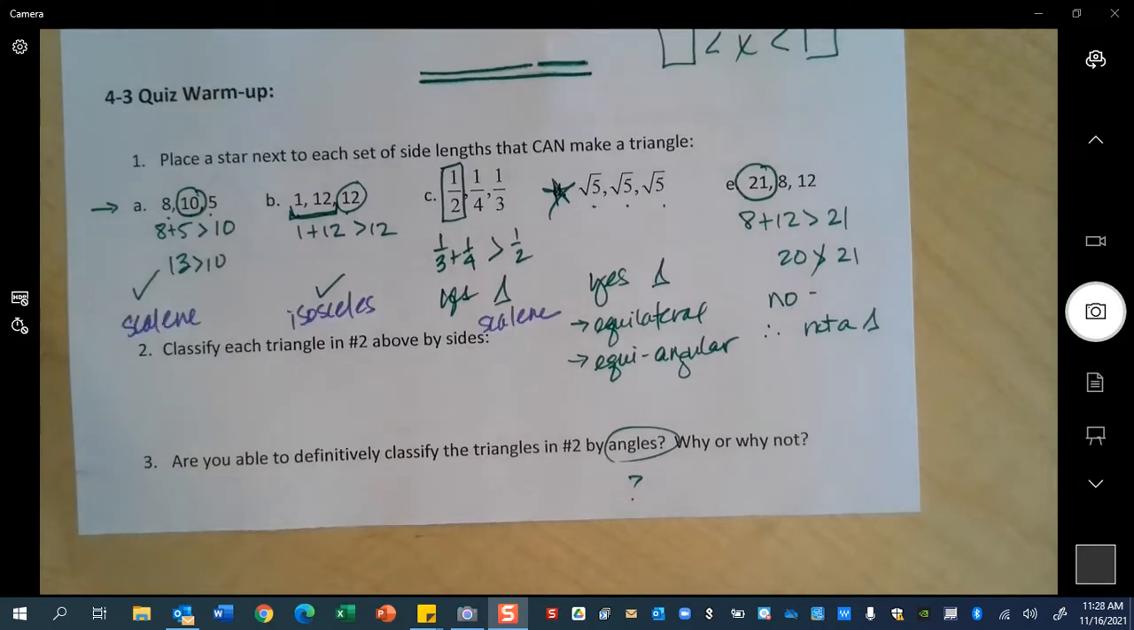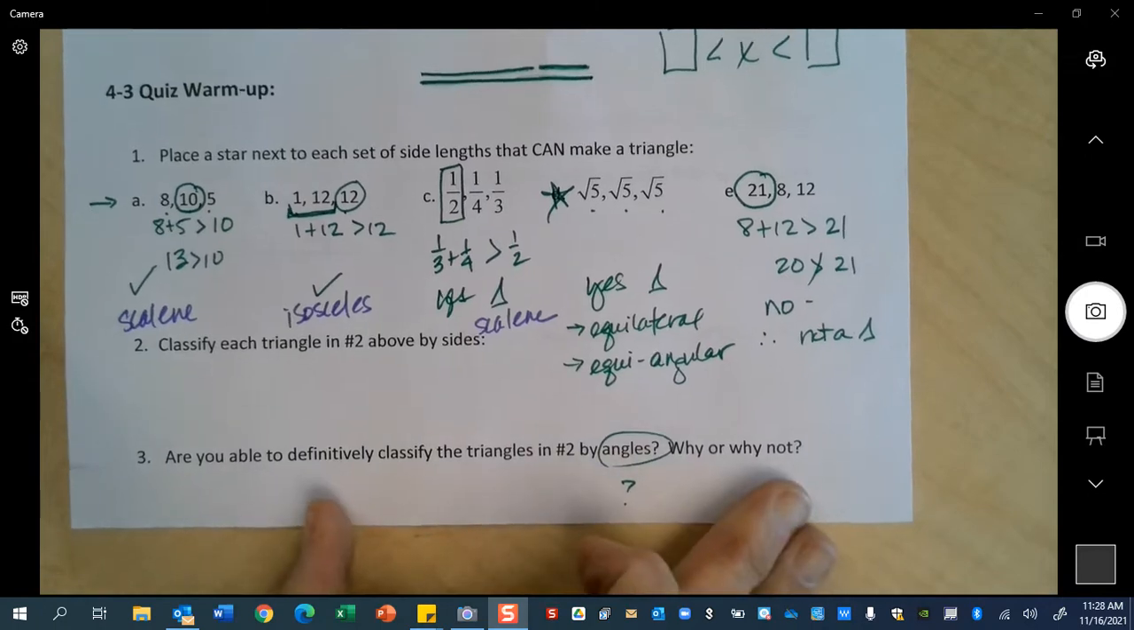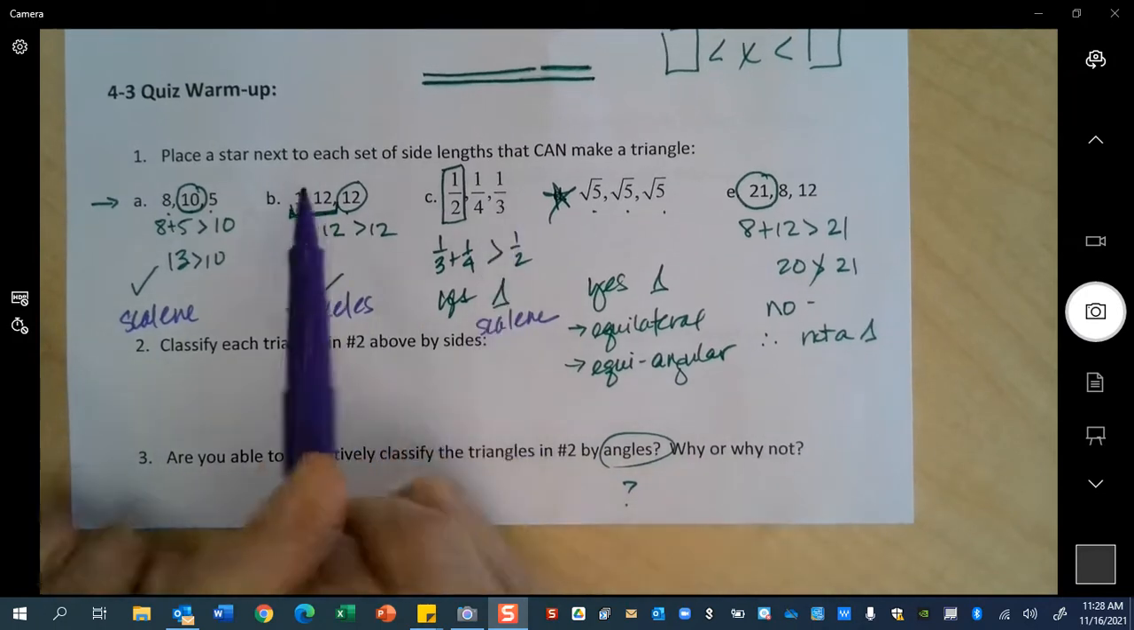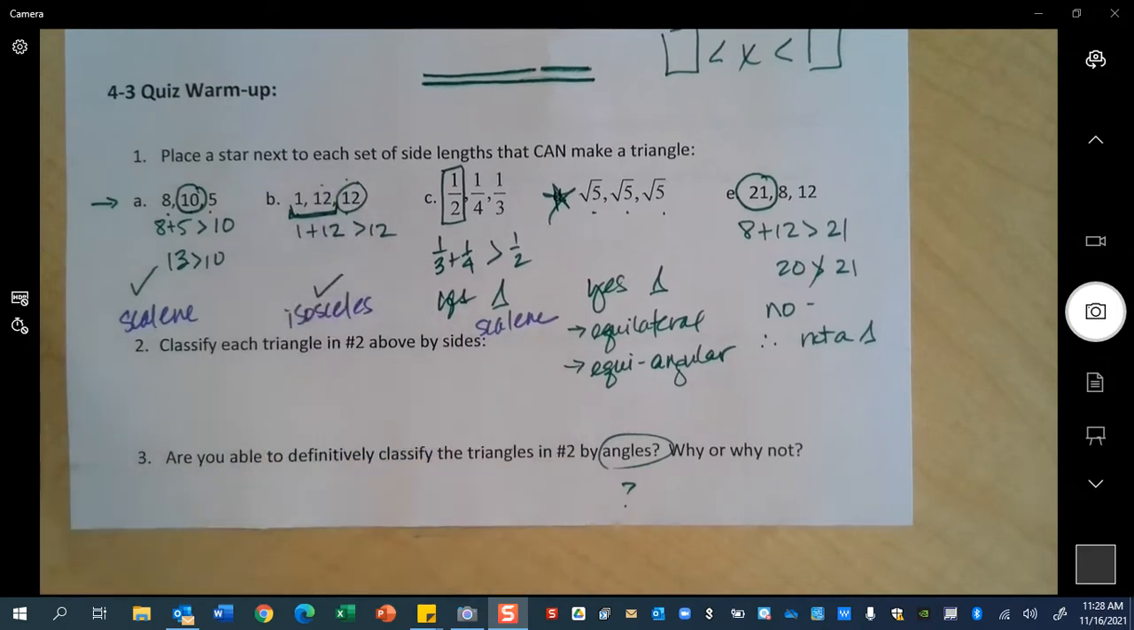All right, do we agree? A and C are scalene because I have 3 different side lengths. B is going to be isosceles because I have 2 congruent sides.